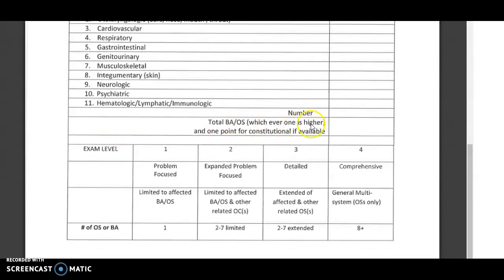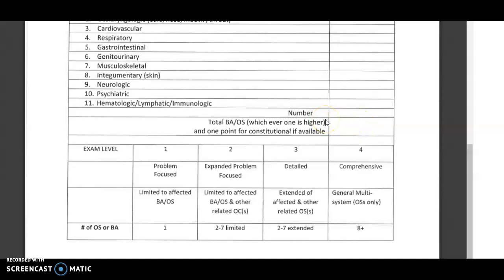Total BAOS, whichever is higher, and 1 point for constitutional if available. Okay, so let's look here. For problem focused, limit to effective BAOS, number of OS or BA, 1. Expanded problem focused, limit to effective BAOS or other related, 2 to 7, limited. Detailed, extended, affected, or OS. Okay, now to get a comprehensive exam, let's say I count up 8 and I put 8 here. At that point, you need to go back and recount.